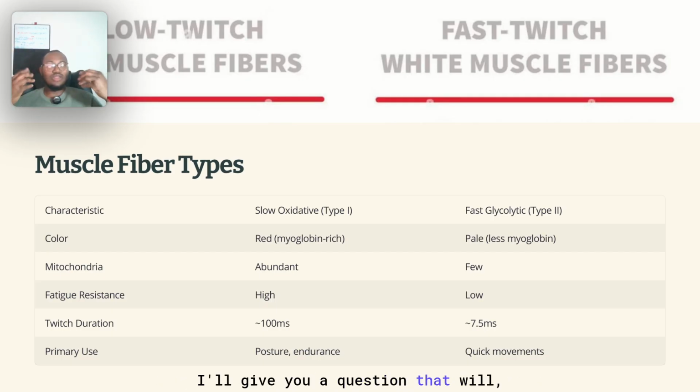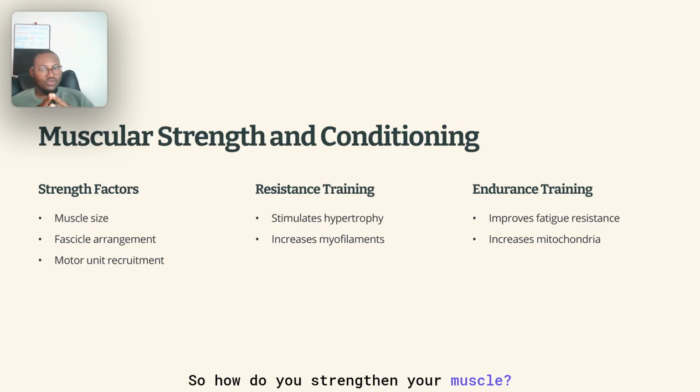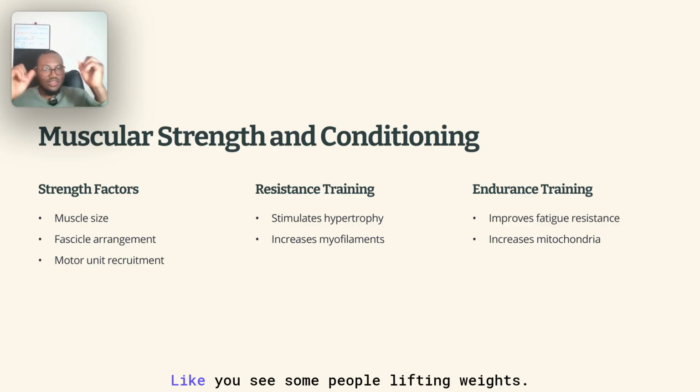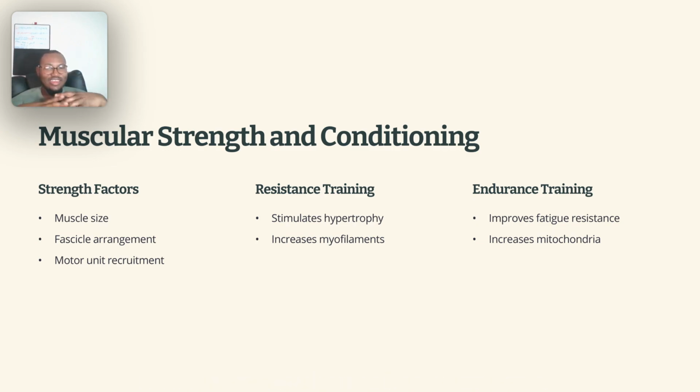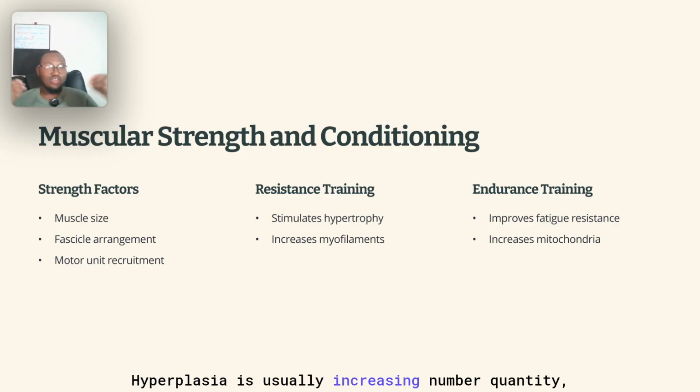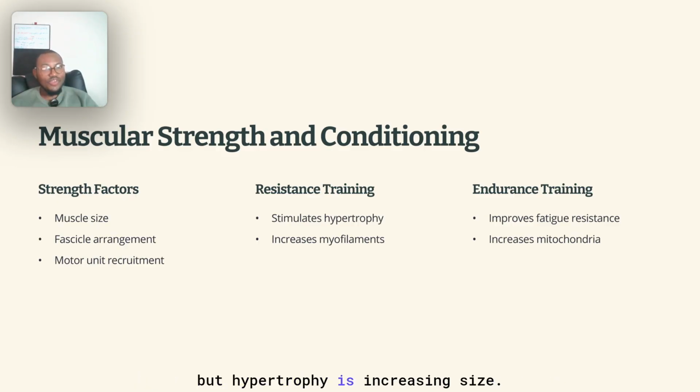I'll give you a question that will show you the differences. So how do you strengthen your muscle? You are focusing on muscle size, fascicle arrangement, and motor units. Like you see some people lifting weights. What are they doing? They're increasing their muscle size. Remember I told you something about hypertrophy. Hypertrophy is when the size of muscle is increasing. I was telling you the difference between hypertrophy and hyperplasia. Hyperplasia is usually increasing number, quantity, but hypertrophy is increasing size. So usually it can be muscle size, fascicle arrangements, and motor unit recruitments, right?